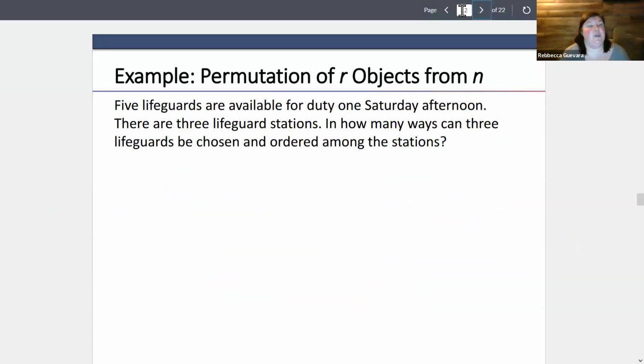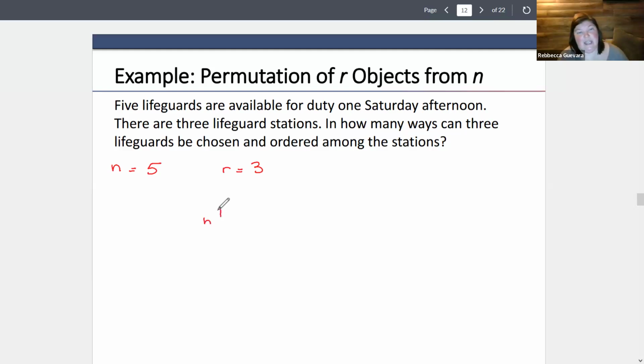As an example, 5 lifeguards are available for duty one Saturday afternoon. There are 3 lifeguard stations. How many ways can 3 lifeguards be chosen and ordered among the stations? We have 5 lifeguards available, and what we want is only 3 of them. I could just do 5 times 4 times 3, but we're going to practice with the permutation.